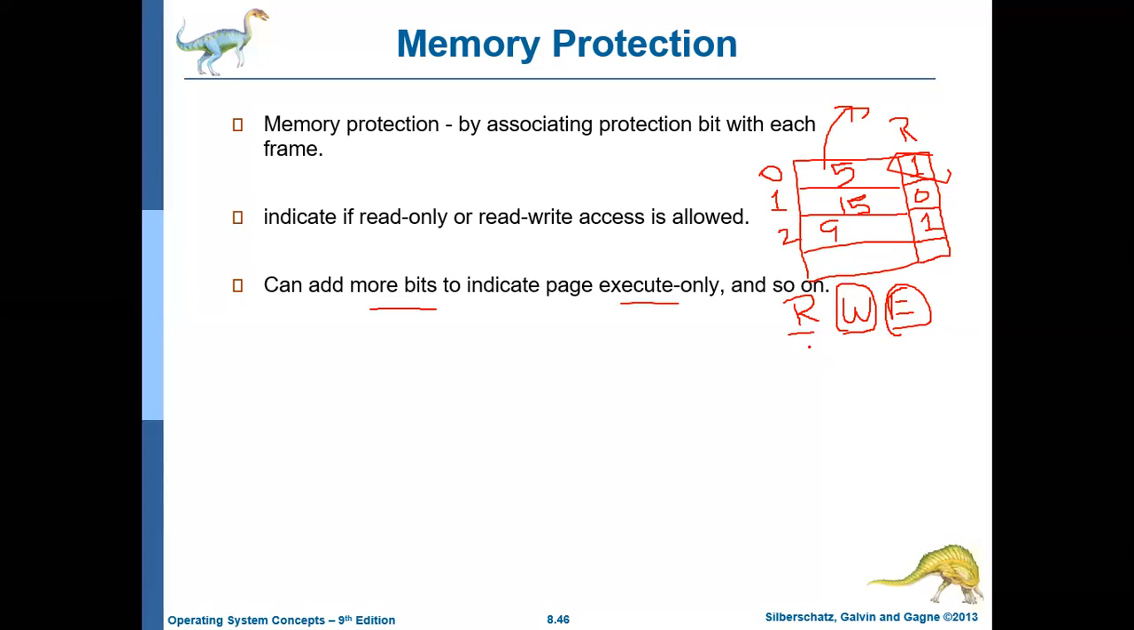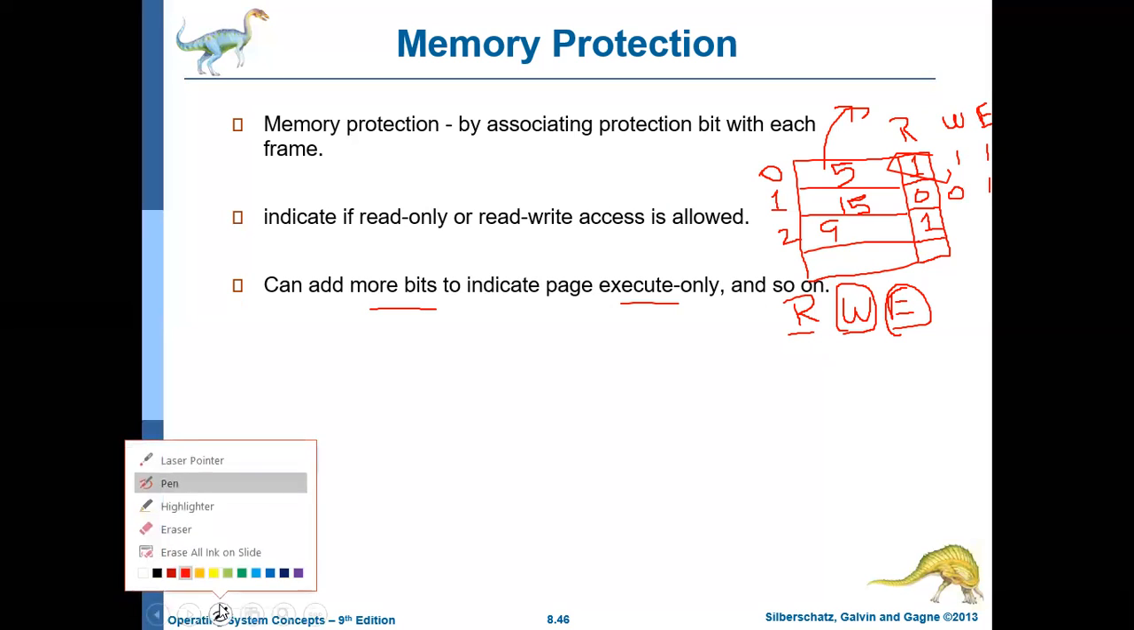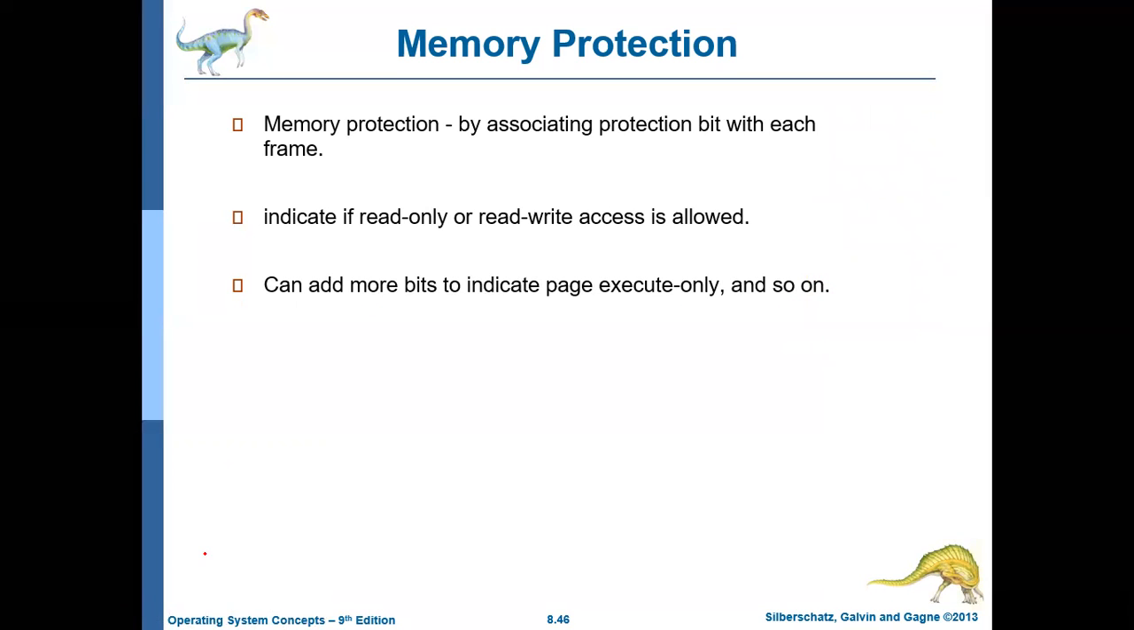In such cases you can add three bits: read, write, and execute. If all three are allowed, then all three bits will be 1. If only execute is allowed, then only the execute bit will be 1. Like that, with extra bits we can specify some level of control. Control is also protection, right? If it is read-only, it is one form of control. If it is write, it is another form of control. If it is execute, it is some other level.